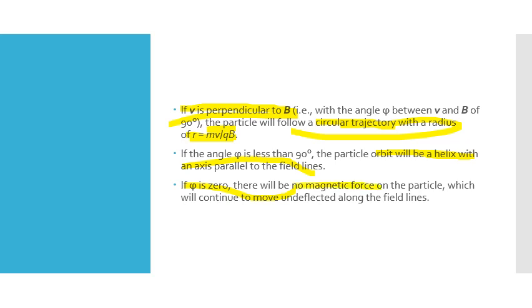So we have to learn this and remember this theta. Whenever a particle is moving in a magnetic field, three directions are possible. Either it is perpendicular to the magnetic field, or it is parallel to the magnetic field, or at any angle between. If it is perpendicular to the magnetic field, it will rotate, it will move in a circular direction, that is, the trajectory will be circular. But if the angle is less than 90, it will orbit like a helix parallel to field lines.